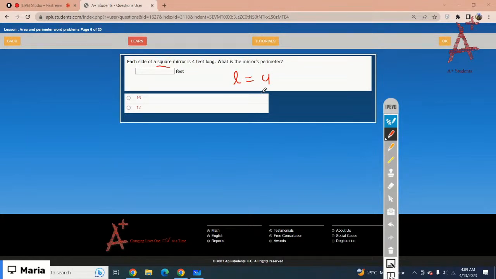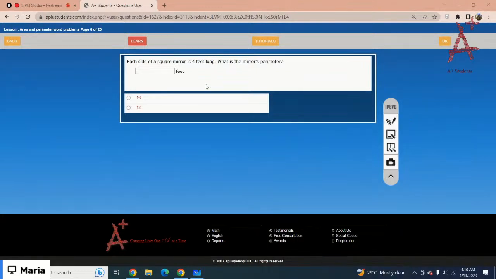Got it? So a square has all 4 sides equal in length. That means the perimeter would be 4 plus 4 plus 4 plus 4. That would be 16. So the perimeter would be 16. For the perimeter, you have to add all four side lengths. A square has all 4 side lengths equal, so it would be 16.